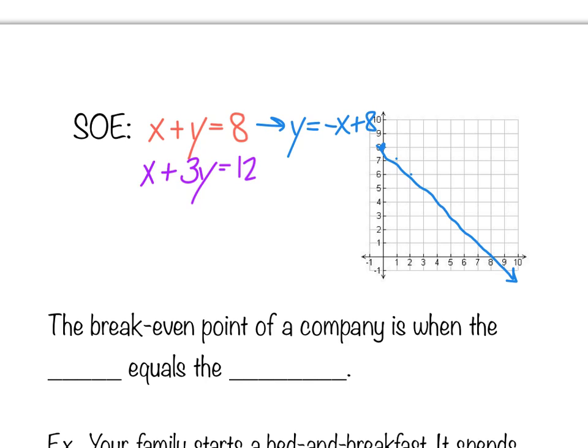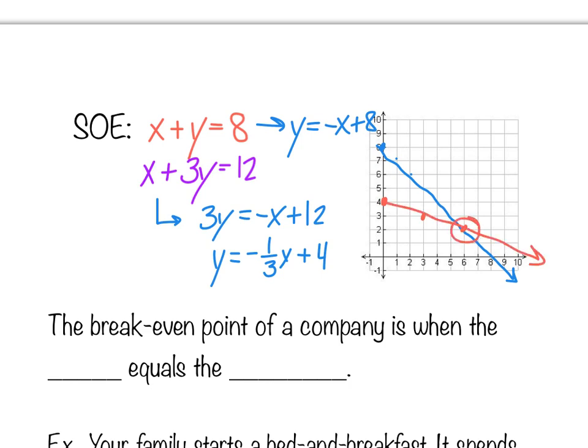And then for my other equation, that would be 3y. We're still going to have to move the x over to the other side, and then we're going to have to divide everything by 3. So y equals negative 1/3. Negative 1 divided by 3 is negative 1/3 x plus 4. So 4 is our y-intercept value there. And then we're going to go down 1, right 3, down 1, right 3. And now we can see where our intersection is right here.